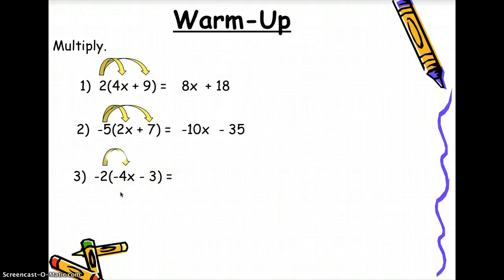First, we multiply negative 2 to negative 4x. We have a negative times a negative. That will give us a positive. So our product is 8x. For the last term inside the bracket, which is negative 3, negative 2 times negative 3 will give us positive 6. So I hope that you remembered everything about using the distributive property in multiplying algebraic terms.